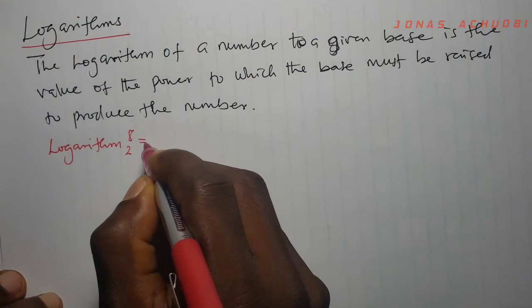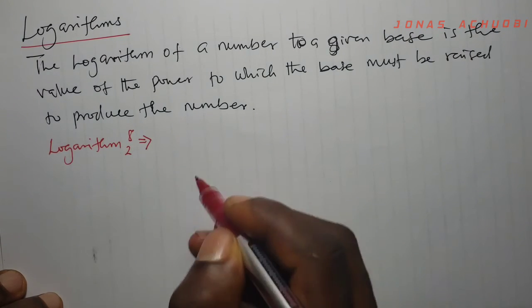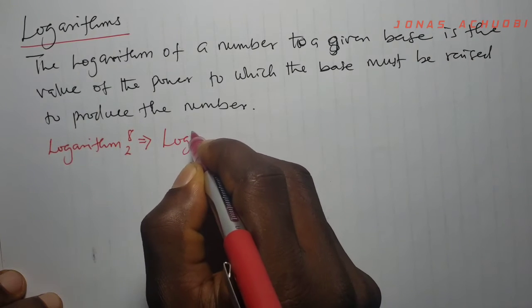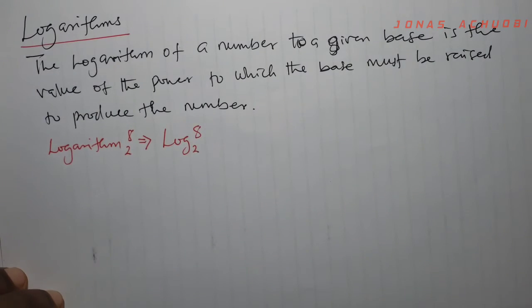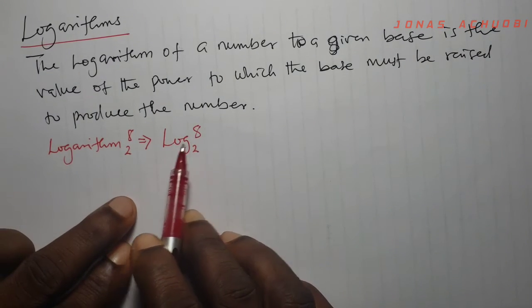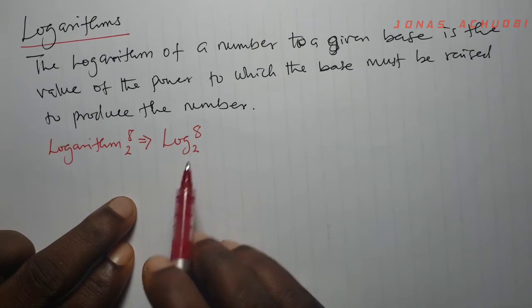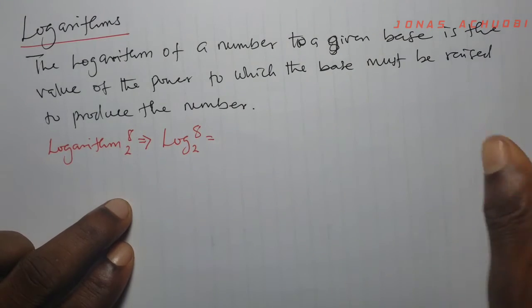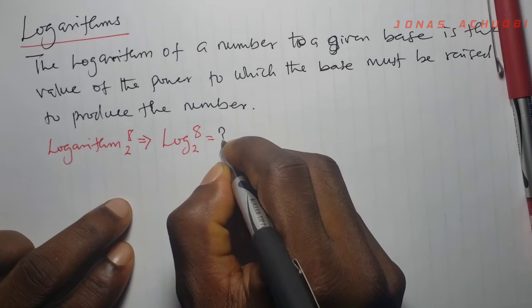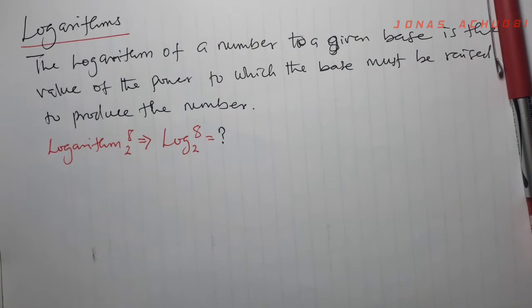Now we shall write this in short form as log. We write 8, we write 2 down. So this simply means the logarithm of 8 in base 2. So the question now is this: what is the logarithm of 8 in base 2? When you are asked to find the logarithm of 8 in base 2, what are you expected to do? Or what is expected of us?